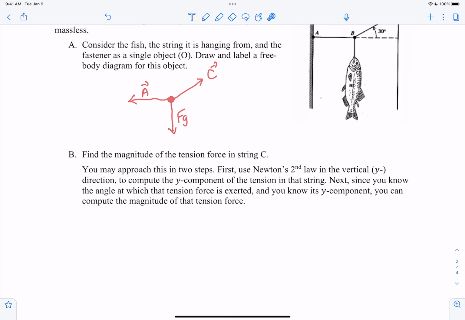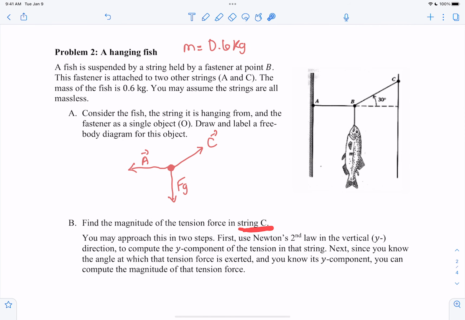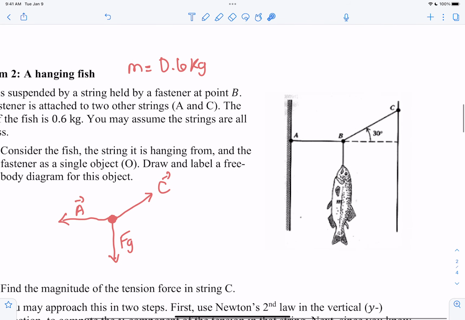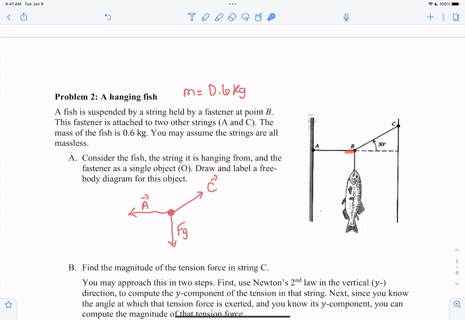So what this means is that if we have string C, this string C right here, there's an x and a y component to it. If I want to figure out the magnitude of this, I can do it in two ways, I believe. Actually, no, I take that back. You can't do that quite yet, but you would have to look at what you have and what you don't have. So this force of gravity, we can figure this out, right?